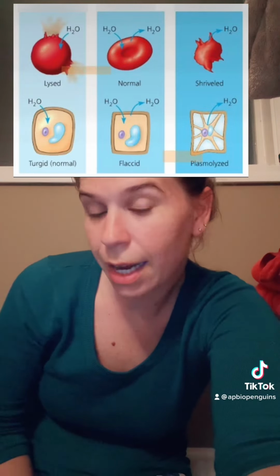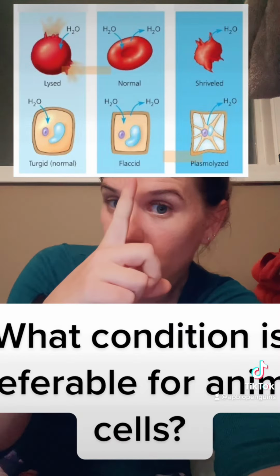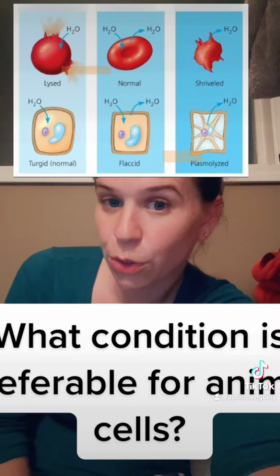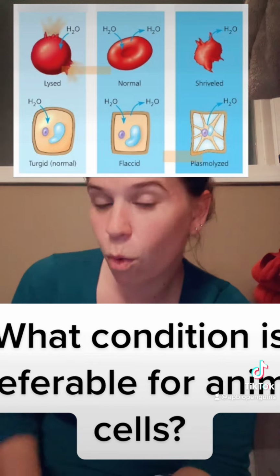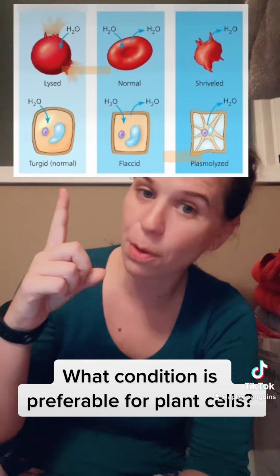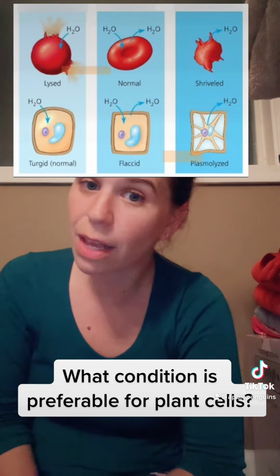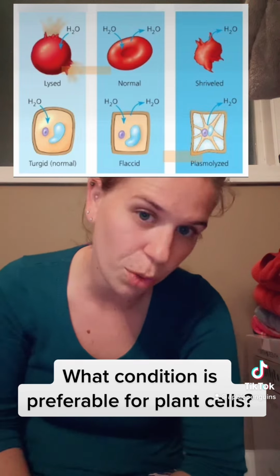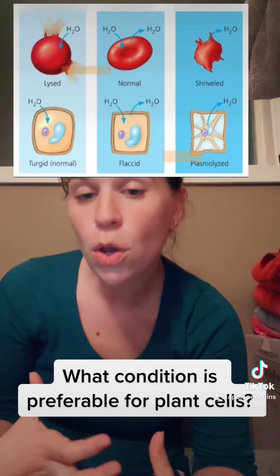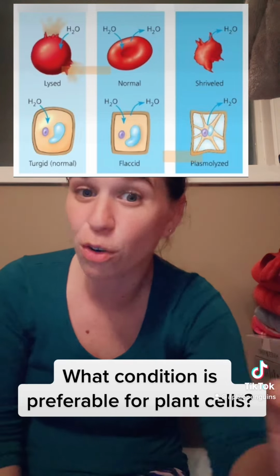Depending on whether we're looking at an animal cell or a plant cell determines which condition is going to be favorable. The animal cell is going to prefer the isotonic solution because there's going to be an equal amount of water flowing in and out of the cell. The plant cell is going to prefer to be in a hypotonic solution. The reason why is because the water is going to rush into the cell and fill up that central vacuole. That central vacuole is going to be full of water, which is going to provide that turgor pressure, that pressure against the cell wall that helps to keep it erect.